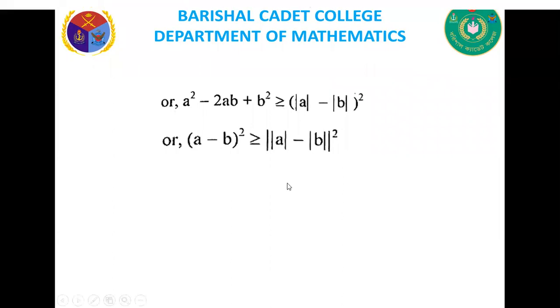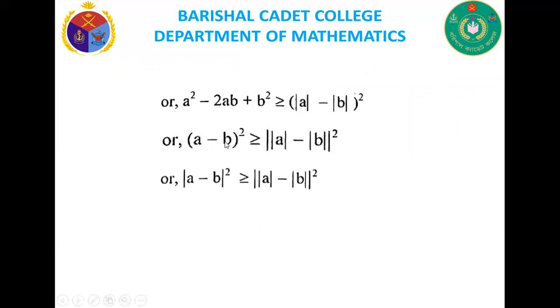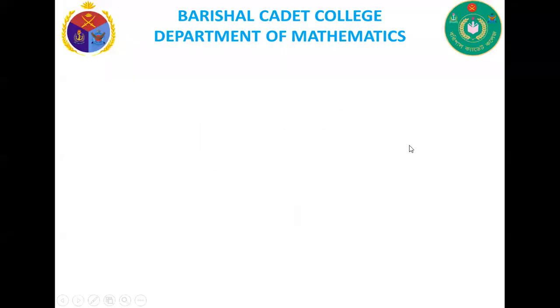So finally what can we get here? Modulus of a minus b whole square, because we know that a minus b whole square equals modulus of a minus b whole square, is greater than or equal to modulus of a minus modulus of b whole square. So dear cadets, finally we get modulus of a minus b greater than or equal to modulus of a minus modulus of b. So we have already proved it. Dear cadets, I hope you have understood this.